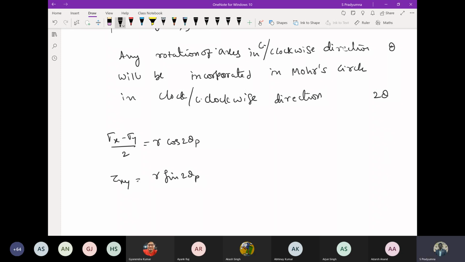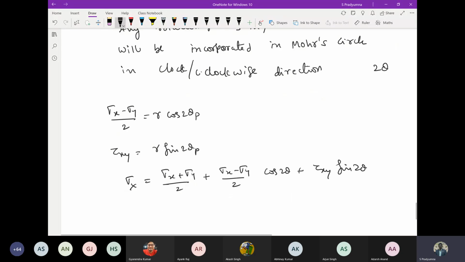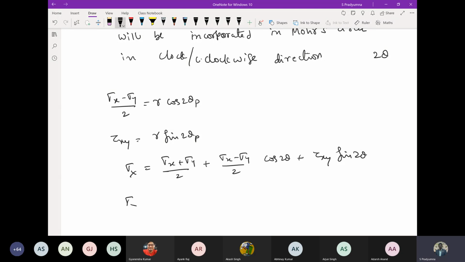Okay, so what is the value of sigma capital X according to our equation? It is sigma X plus sigma Y by 2 plus sigma X minus sigma Y by 2 cos 2 theta plus tau XY sin 2 theta. Right, I can write it as sigma capital X is equal to sigma X plus sigma Y by 2 plus, for sigma X minus sigma Y by 2, R times cos 2 theta P into cos 2 theta, plus tau XY is equal to R sin 2 theta P into sin 2 theta.